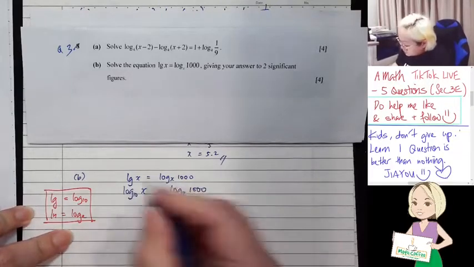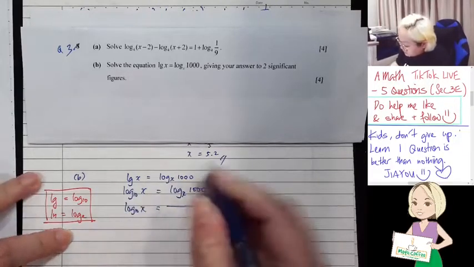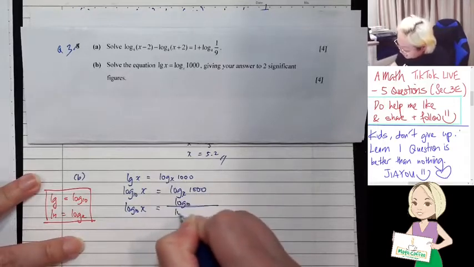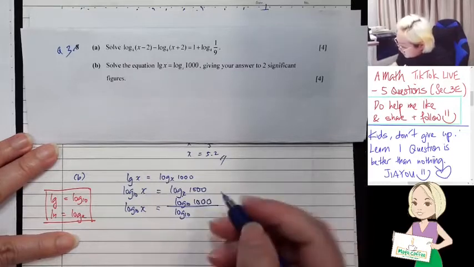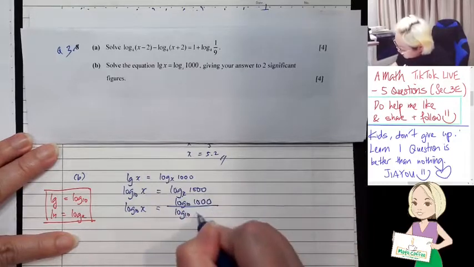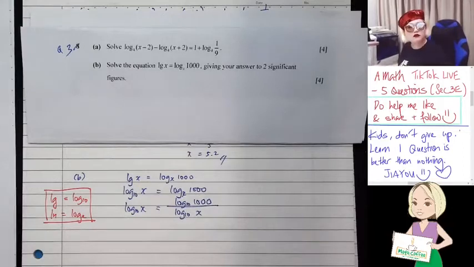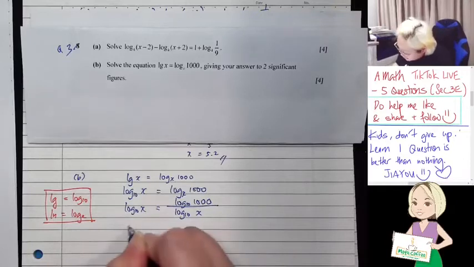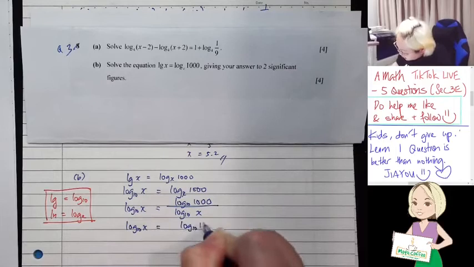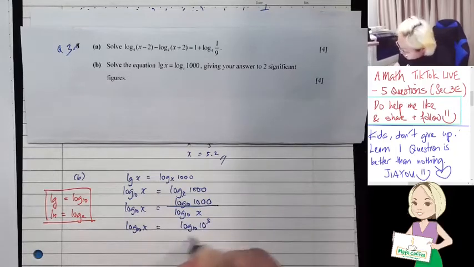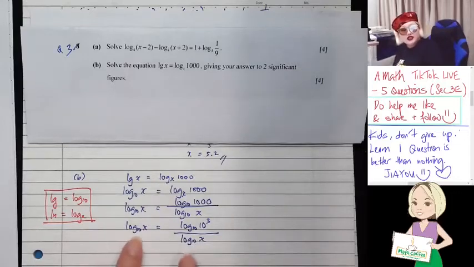So put a fraction. Remember just now I already taught you how to change the base. So write log base 10 first. 1000 will be at the numerator, and then the denominator will be x. Okay? Then this will be written as log 10 x equals log 10 to the power of 3 over log 10 x.